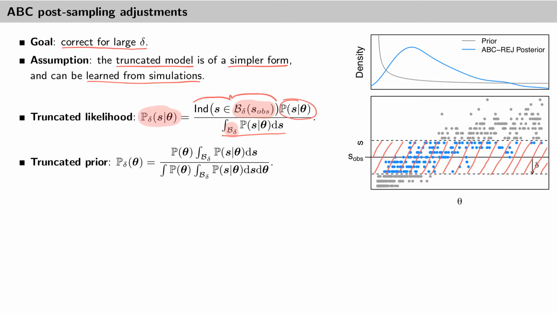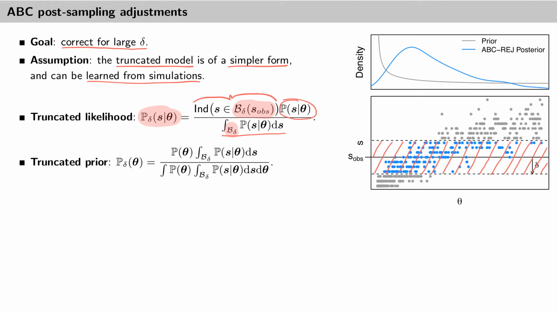Truncation also affects the prior distribution. An easy way to see that is by considering a parameter vector zeta under which it's actually impossible to generate summary statistics within the delta ball. Such a parameter vector might have a prior density larger than 0, but after truncation, its prior density is 0. It is not represented among the accepted simulations.